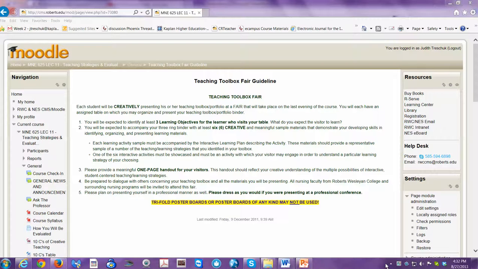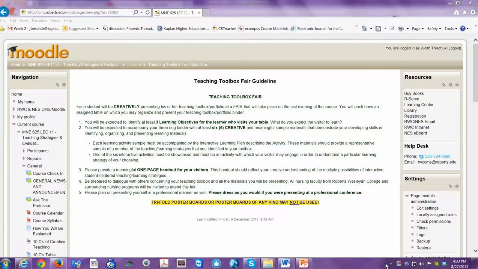It can also be a hands-on kind of thing. It can be whatever you want it to be. It just has to be something that you make sure you are interacting with your visitor and that they are actually interacting with that learning strategy.